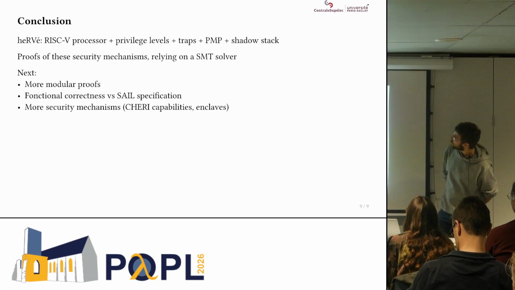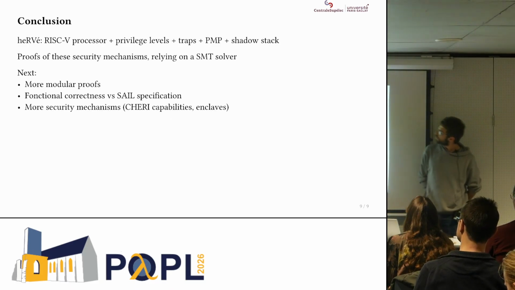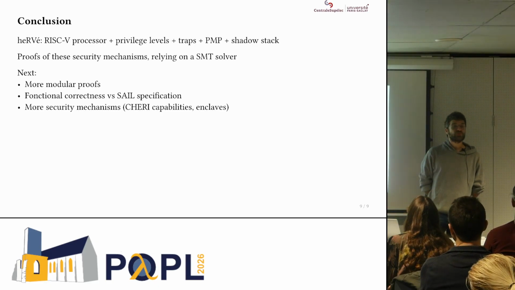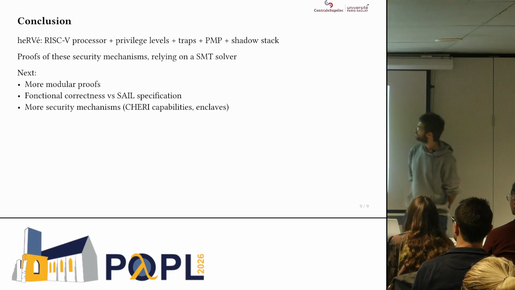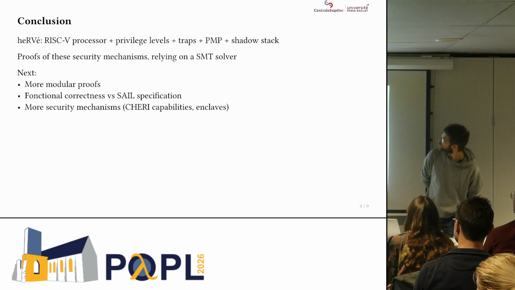Okay. So to conclude, we have RV, which is a RISC-V processor with a bunch of security mechanisms, and we do proofs on those security mechanisms using an SMT solver. Next proofs will be more modular.